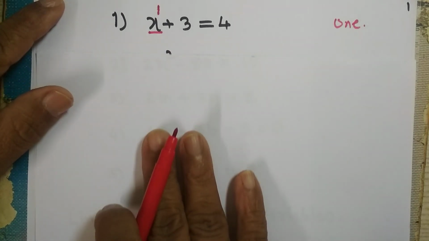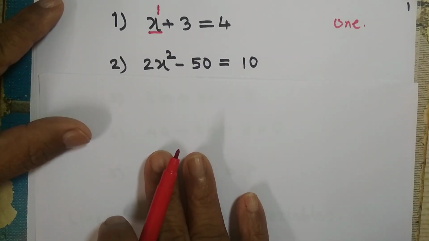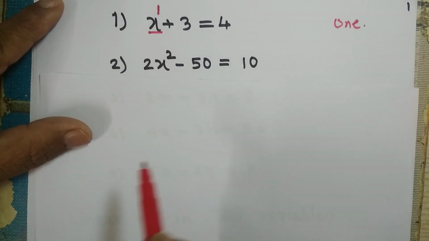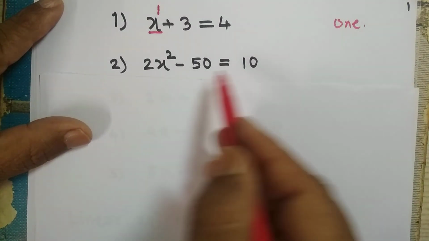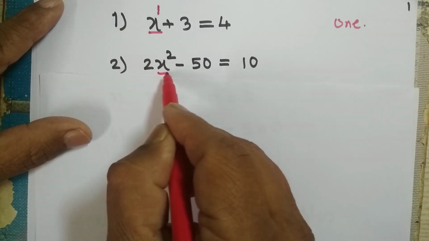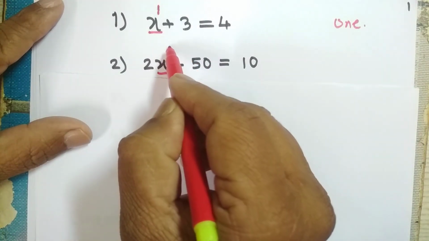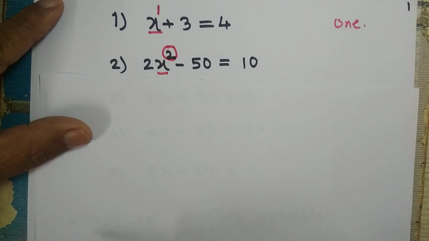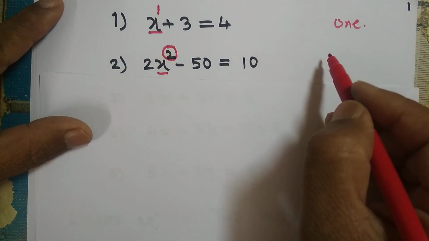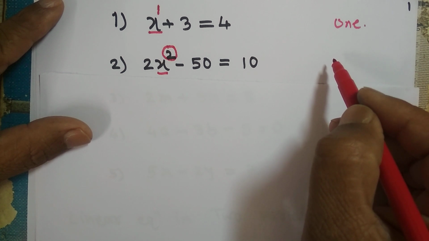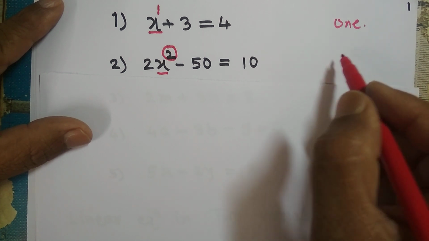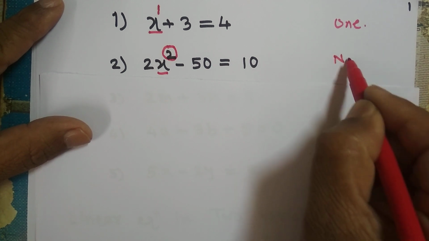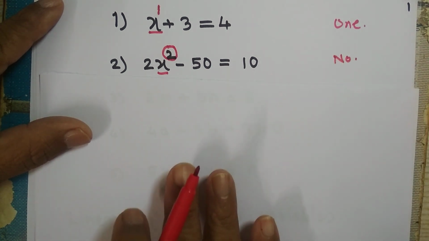Second equation, 2x square minus 50 is equal to 10. In this equation, x is the variable, but degree of this variable is 2. Therefore, we say this is not a linear equation. This is quadratic equation. We have to write here, no, this is not linear equation.